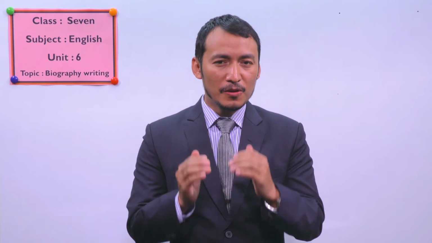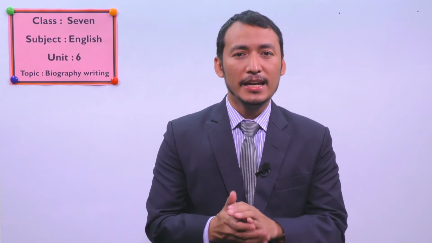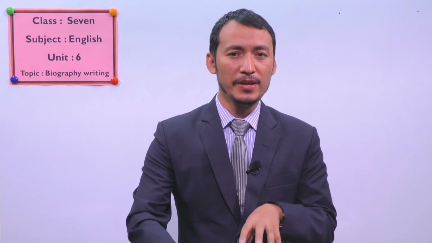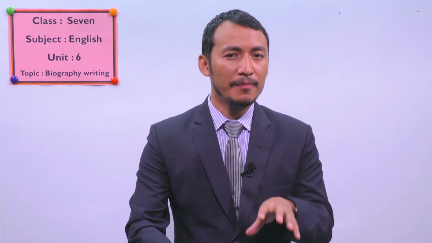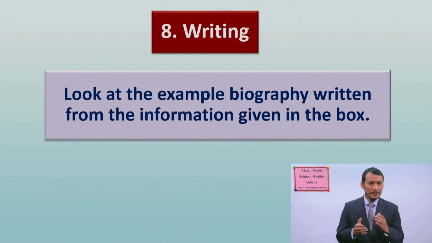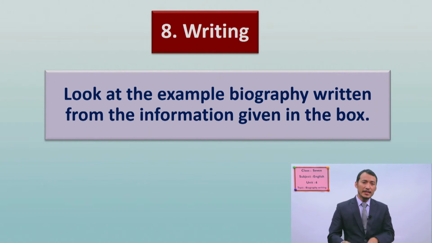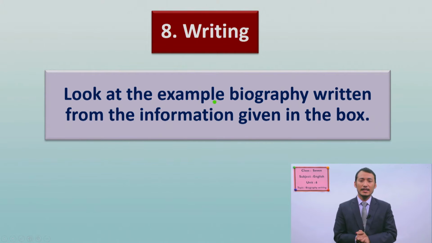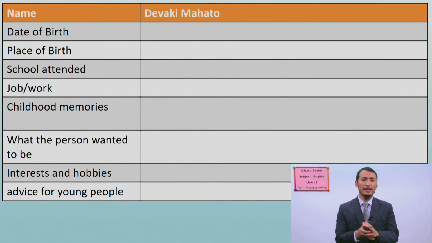So let's have a look at the exercise here. It is exercise 8 from your English book. In this exercise, we are asked to write a biography by reading the examples of biography. And we are also going to write a diary, and we will talk about diaries as well. Let me read the exercise here. You have to look at the example of a biography and write from that information later. Okay, the information is given in the box like this, and it is developed in a biography writing.